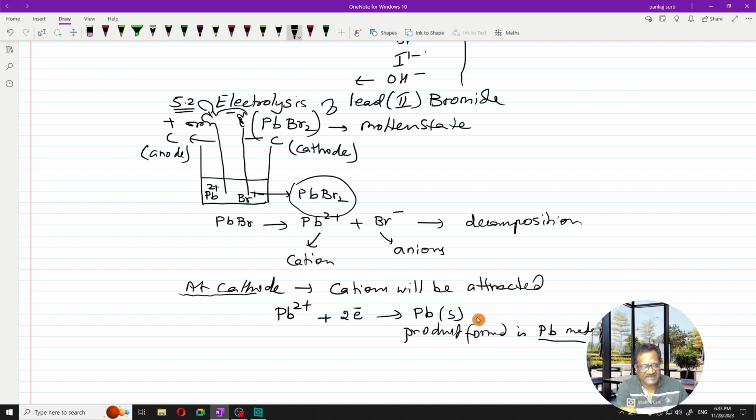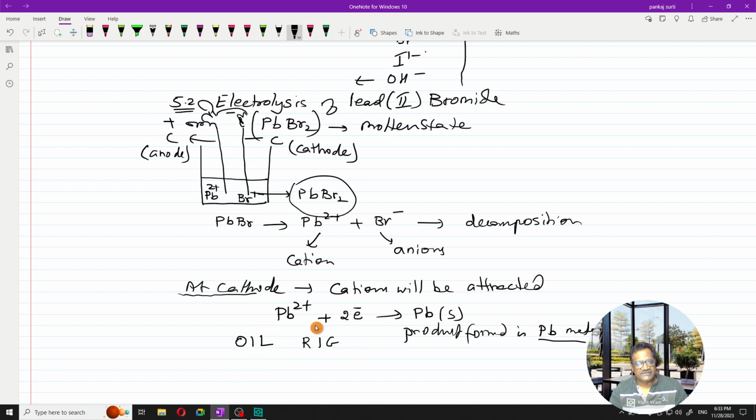Now this is what is happening at the cathode: these ions are taking up the electrons. In your previous chapter, you studied oxidation and reduction. This lead ion is taking electrons, so it is a gain of electrons. How do we remember that? OIL RIG: oxidation is loss of electrons, and reduction is gain of electrons.